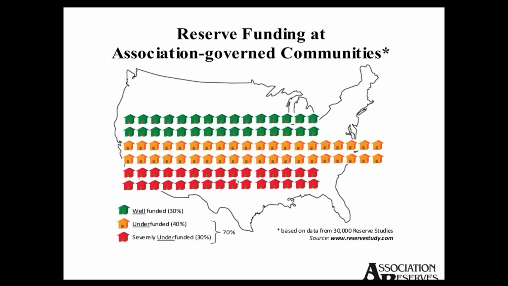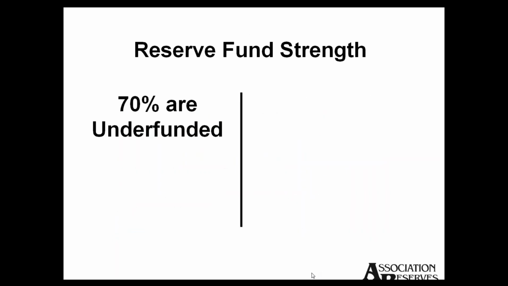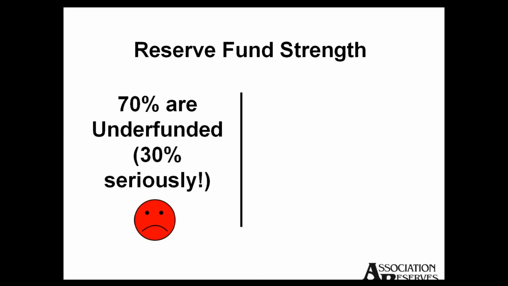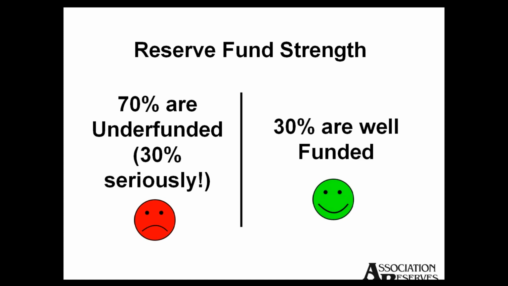These are the ones that are primarily making the news because they're the ones with all the trouble. And remember, it's trouble based on board decisions, years after year after year of underfunding got them to this situation. So what do we learn? Add the 30% of severely underfunded to the 40% that are fair, and that gives us 70% are underfunded. And of course, 30% of those are seriously underfunded, and 30% are well-funded. So that's, in summary, what the marketplace looks like.